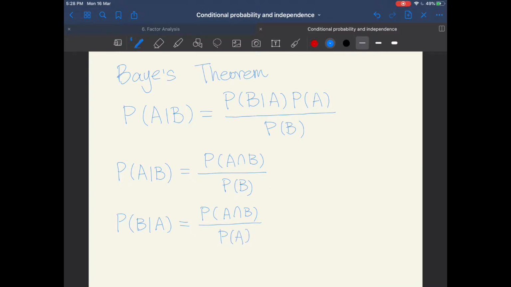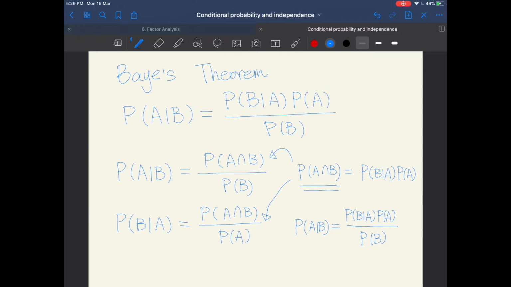Since both expressions use probability of A intersect B, let's get another way to write probability of A intersect B. Well, probability of A intersect B is actually probability of B given A multiplied by probability of A. So this comes from the second line. Then if you sub this expression into the first line, you get back to Bayes' theorem, which is the probability of A given B is actually probability of B given A multiplied by probability of A divided by probability of B.